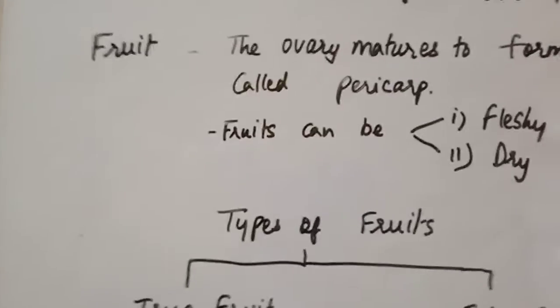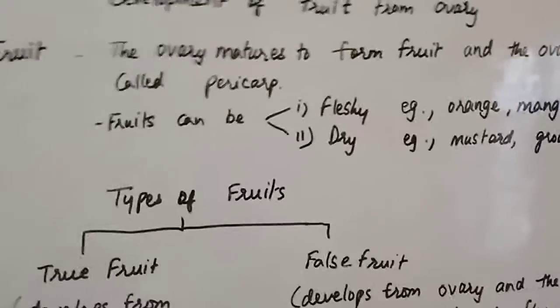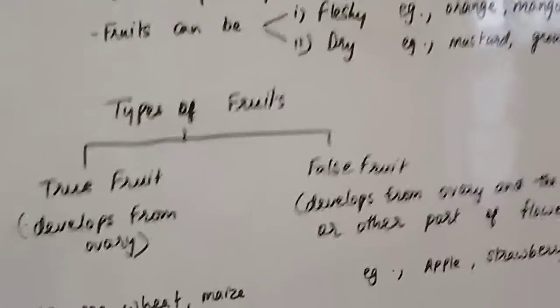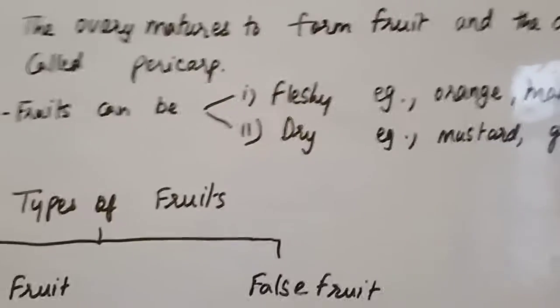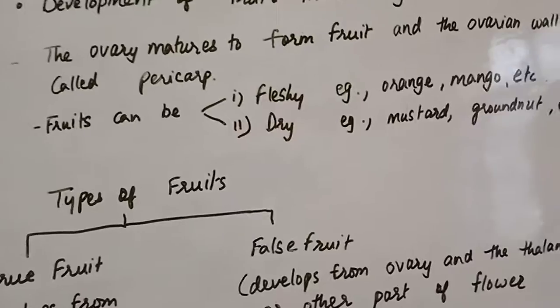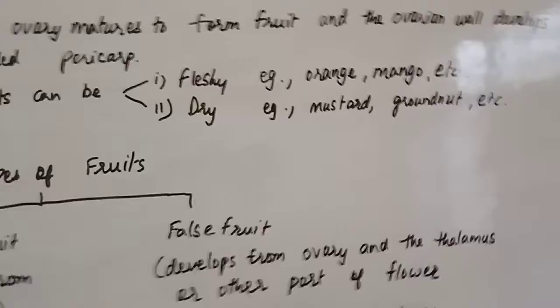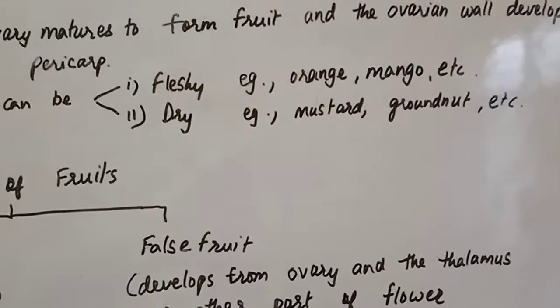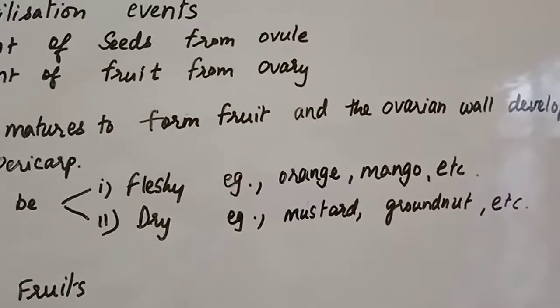Now next we will be studying about fruit. Now what is fruit? The ovary matures to form fruit. And the ovarian wall develops into the wall of fruit, which is called pericarp. Fruits can be fleshy, example orange, mango, etc. or it may be dry, example is mustard and groundnut.